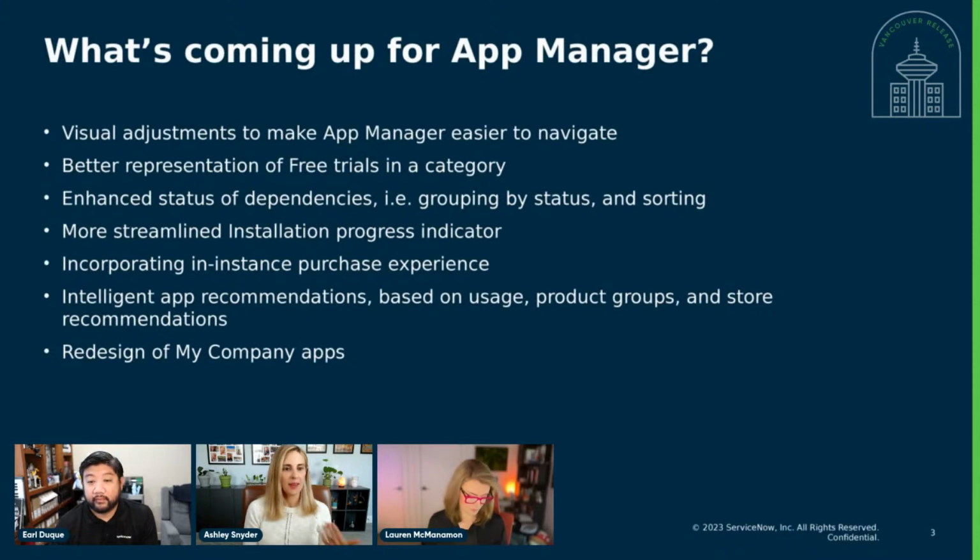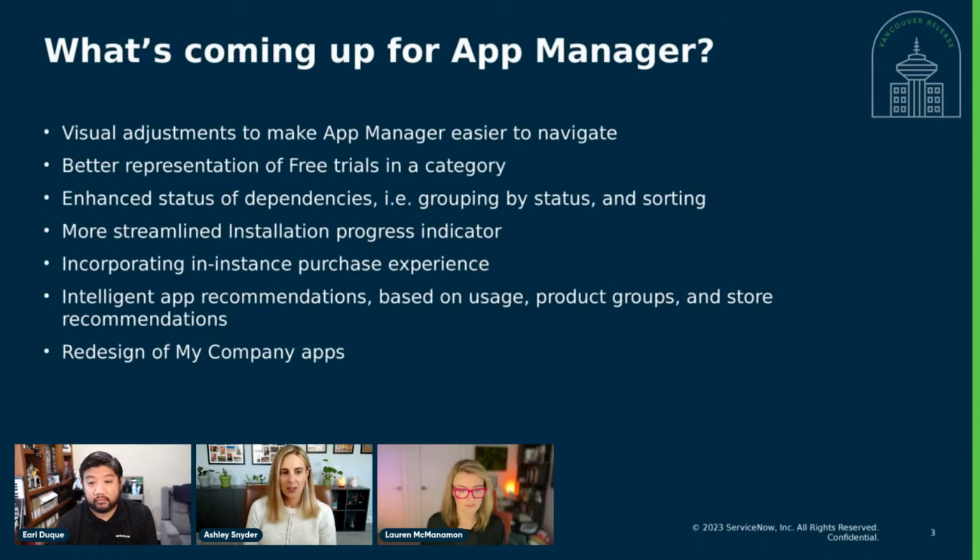We want to incorporate the in-instance purchase experience. Right now, if you need to purchase something from the store or another plugin, you have to go externally, but we are looking at how to bring that into App Manager. And looking forward, as we explore Gen AI across the entire platform, how do we give you intelligent app recommendations based on your usage and the product groups you're already using, and even store recommendations as well? Right now we give you a good way to see all that, but you still have to make those decisions or use the adoption blueprints to make them. So we want to help you with that.